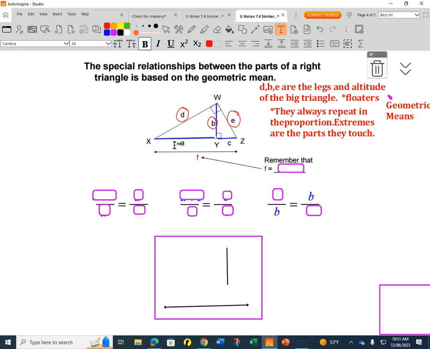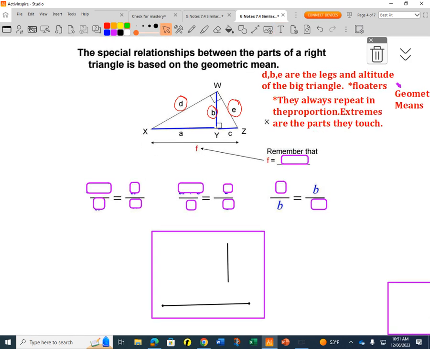So AC and actually F, which is the sum of AC, and that's the hypotenuse of the big triangle, you'll see. So from X to Z is the hypotenuse of the big right triangle. That is one of the extremes. And then they split that hypotenuse into 2 segments. That would be the legs of the other triangles.